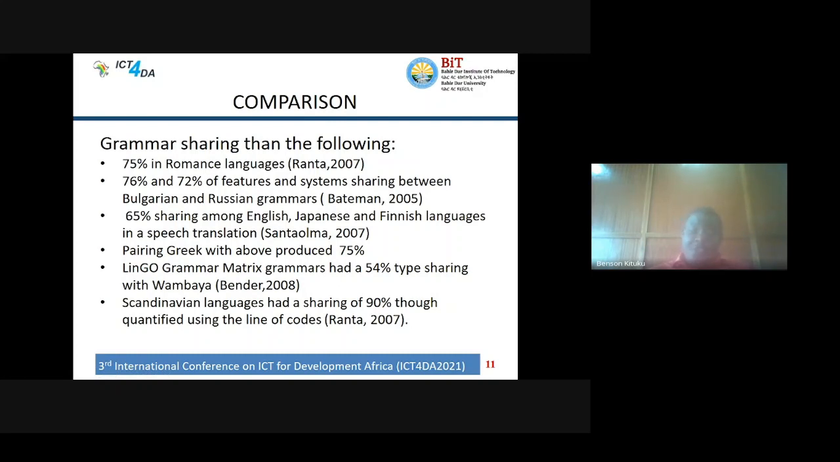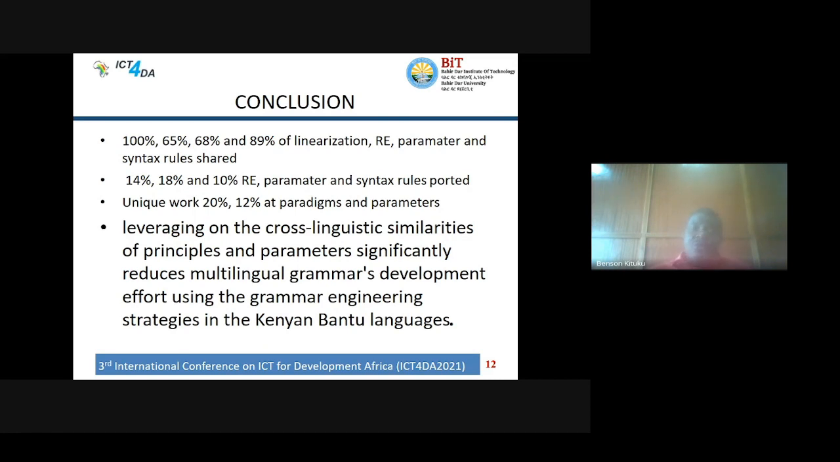However, this was quantified using lines of code written in each GF module rather than the number of rules. So the sharing percentage, the metrics, was different as compared to ours. However, it did well and is in similar ranges with the Bantu parametric grammar. In conclusion, what we are saying is that if we were to bootstrap a new language, we would expect to start from somewhere, and we expect in terms of linearization, paradigms, parameters and syntax, at least this would be covered.